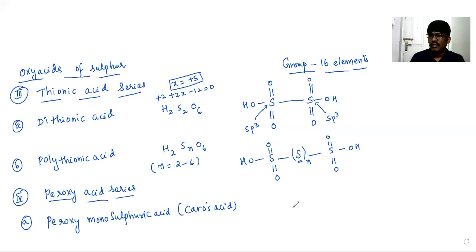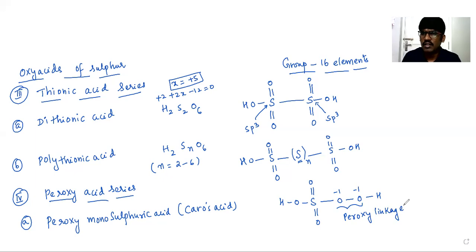We know that sulfur can form 6 bonds. So S double bond O, near OH, this can be connected to oxygens, OOH. It is -1. It is a peroxy linkage. In a peroxy linkage, 2 oxygens are involved. The oxidation number of a peroxy oxygen is -1. All remaining oxygens carry a -2 oxidation state.